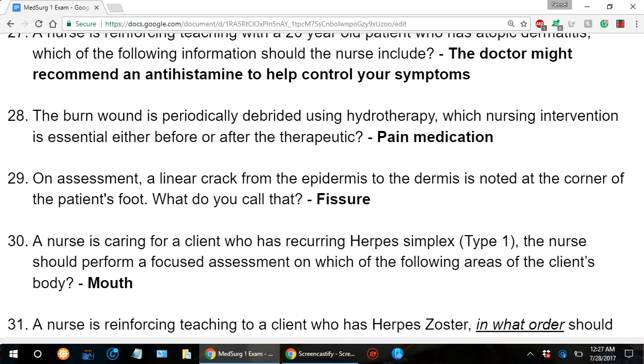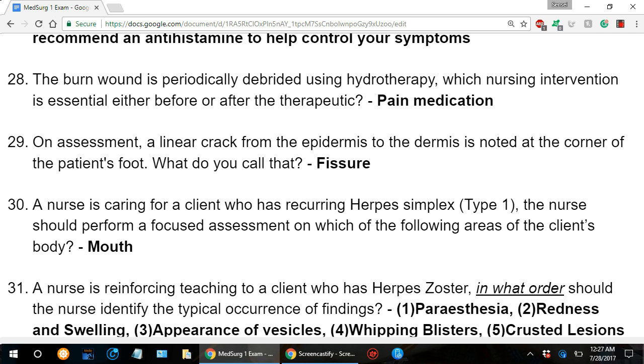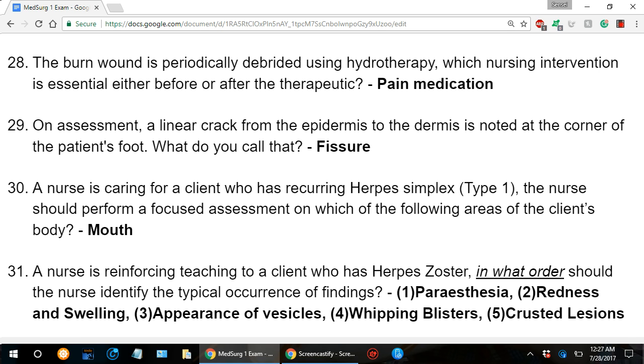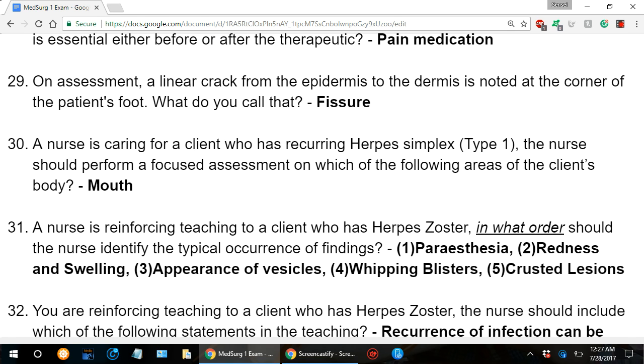An assessment of a linear track from the epidermis to the dermis is noted at the corner of the patient's foot. What do you call that? The answer is a fissure.